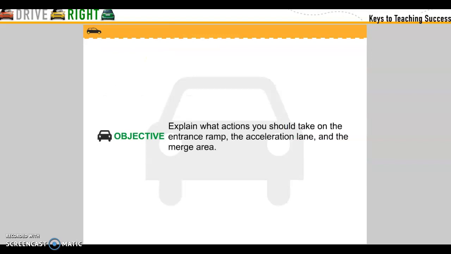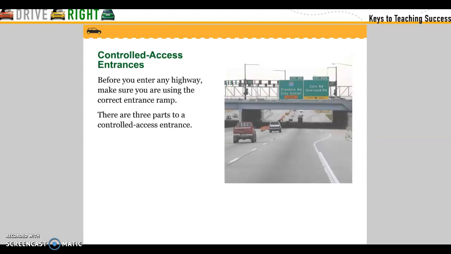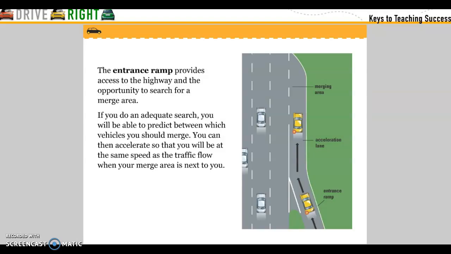Explain what actions you should take on the entrance ramps, acceleration lane, and the merge area. Controlled access entrance. Before you enter any highway, make sure you are using the correct entrance ramp. There are three parts of a controlled entrance. The entrance ramp provides access to the highway and the opportunity to search for merge areas.